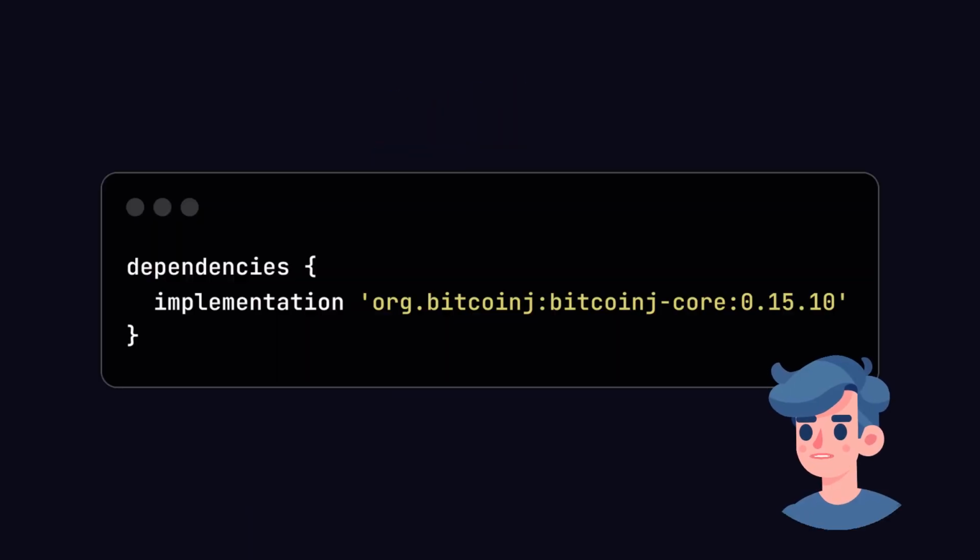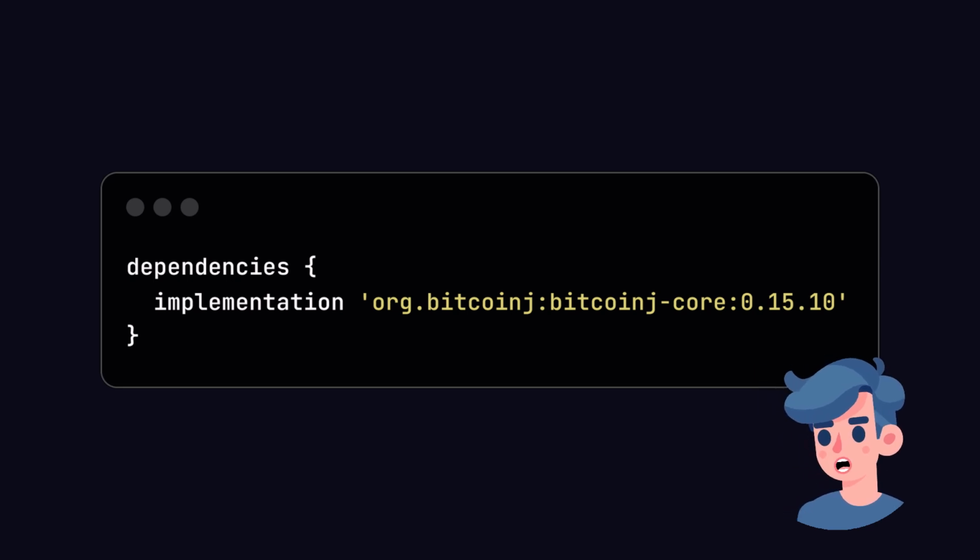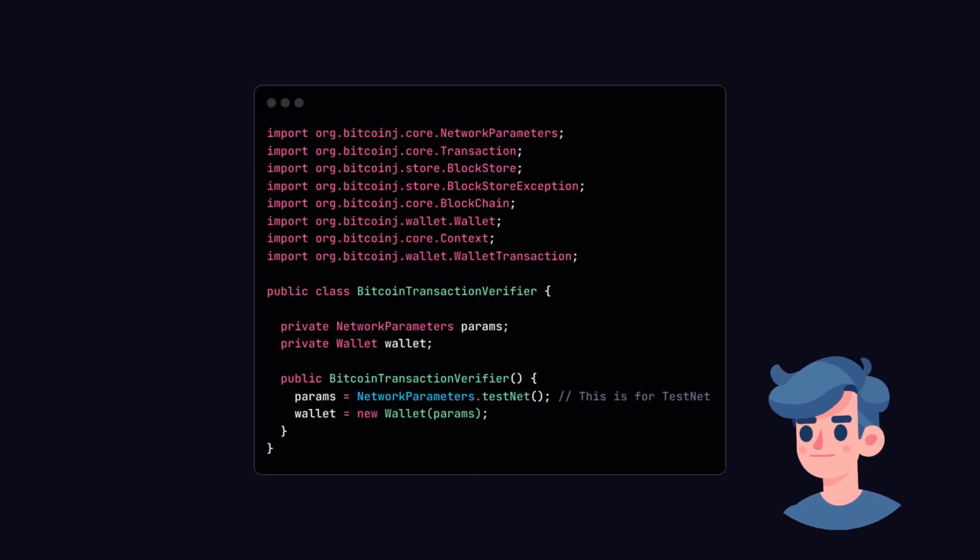To effectively verify transactions, we'll need access to the Bitcoin blockchain. We can do this by using a library like Bitcoinj. Let's start by setting up our Java environment and including Bitcoinj in our project. With our dependencies in place, let's create a new Java class named BitcoinTransactionVerifier. We'll start by initializing the necessary components for our verification process.